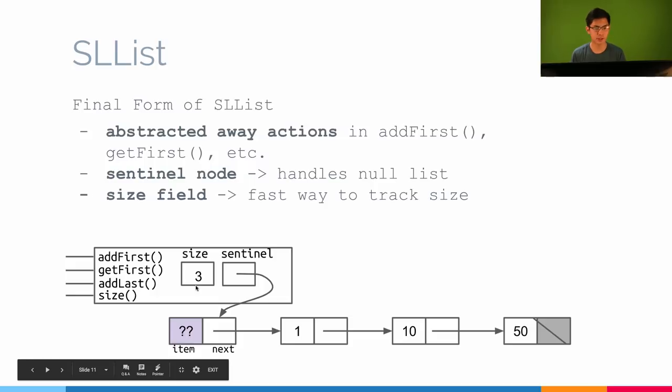And lastly, the size field. When we have the size field, we can automatically track how many elements are in our SLList. And the way we work with the size is that we just update size whenever we addFirst, addLast, removeFirst, and removeLast.